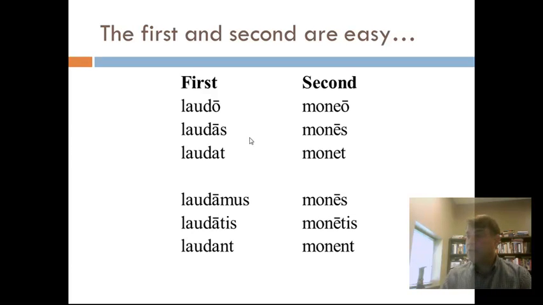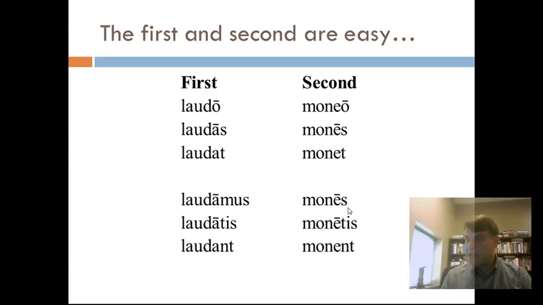Okay, fine. And we know the endings, right? O, S, T, M, U, S, T, I, S, N, T. No problem. The second conjugation uses the same endings, O, S, T. Oh, I made a mistake. I did that on purpose just to test you.